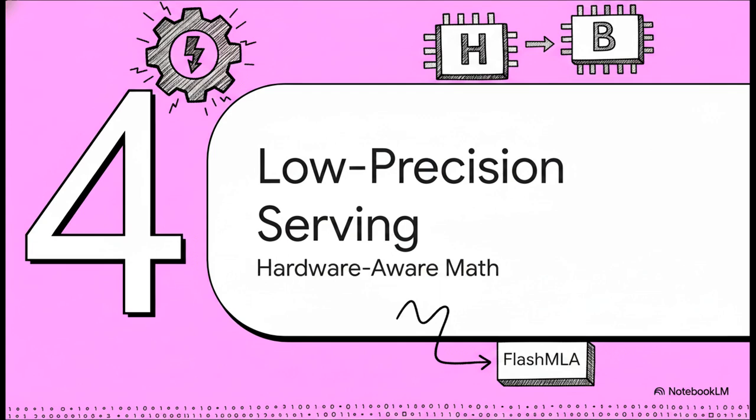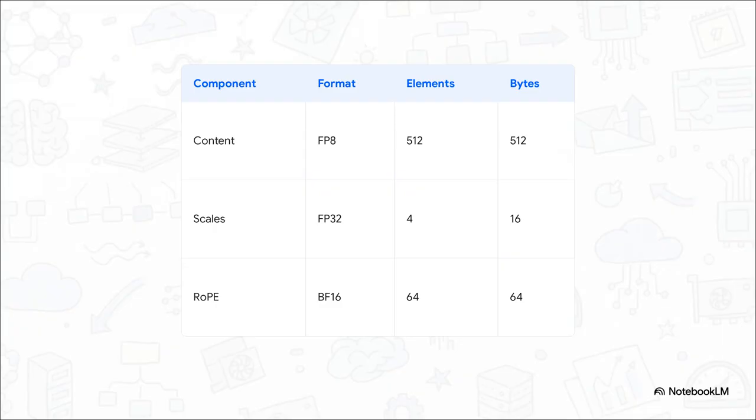All right, let's get down to the metal. Section 4, hardware-aware low-precision serving. Check out how FlashMLA compiles this onto the hardware. It uses a hyper-optimized 656-byte contiguous block for every single cache token. It allocates 512 bytes for the quantized FP8 content, 16 bytes for dynamic subtile scale factors, and, here's the crucial detail, a precise 64-byte allocation for unquantized BF16 rope.